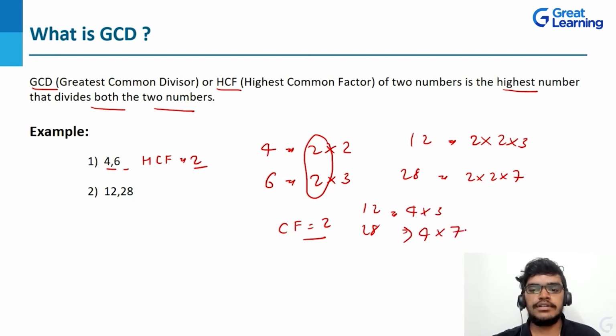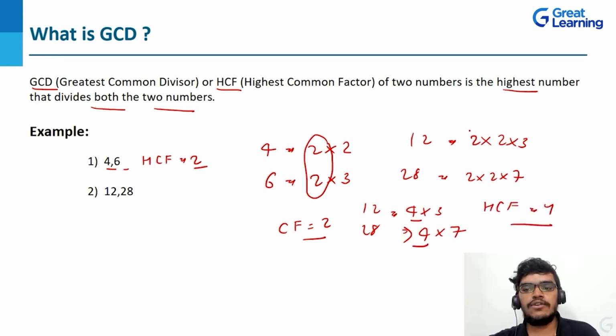As I already told you, GCF is nothing but the highest common factor. So here you can see the highest common factor we have is 4, right? So the GCF of 12 and 28 is 4. And you can also split it this way, 2 into 2, and 2 into 2 is nothing but 4. So this is the basic idea about GCF.